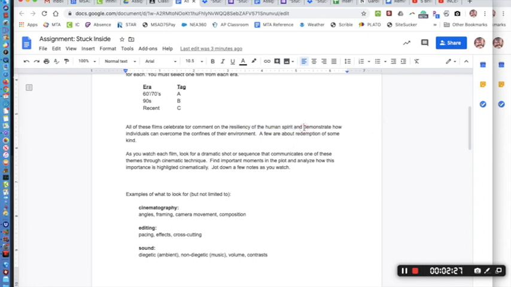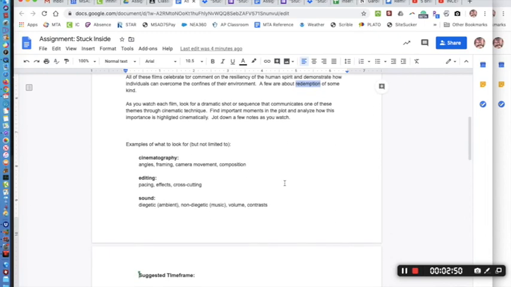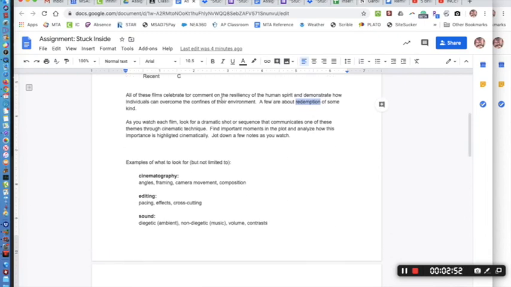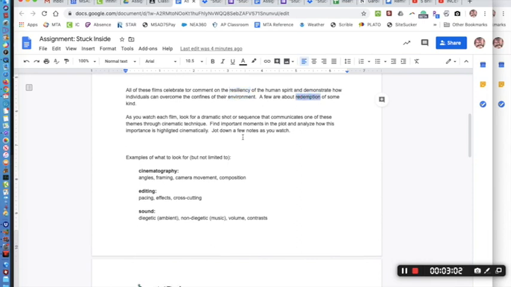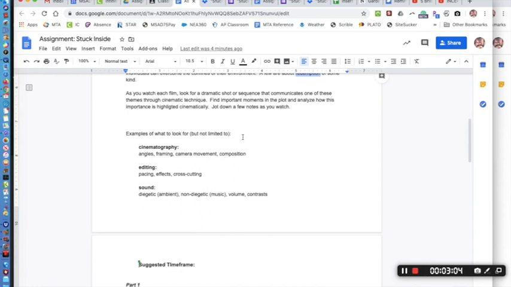Another way of saying that is that individuals can overcome their environment or the confines of their environment. And this idea of redemption, redeeming oneself in some way. Redemption is a word that comes from religion, but it can also be redeeming oneself in the eyes of society. So, we are going to assume Mr. Prince is right, that all of these films have this theme of resiliency of the human spirit, overcoming the environment, and redemption.